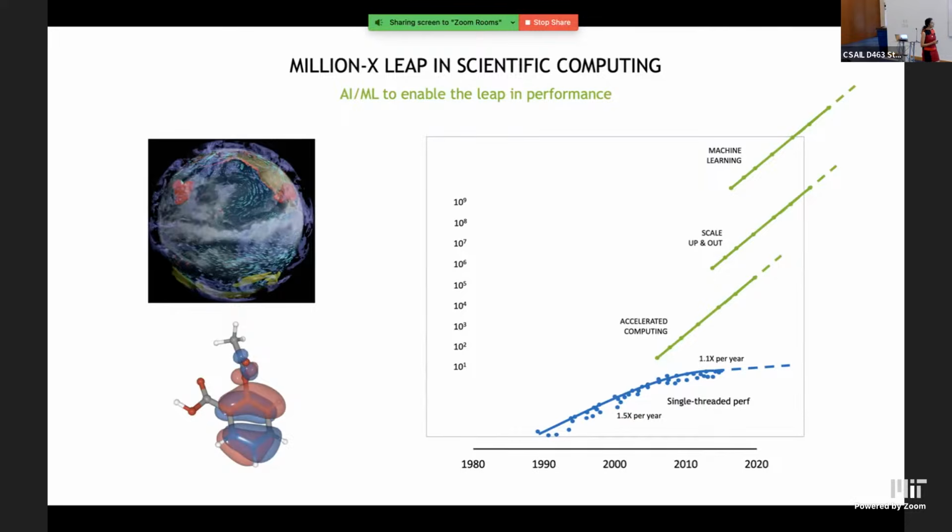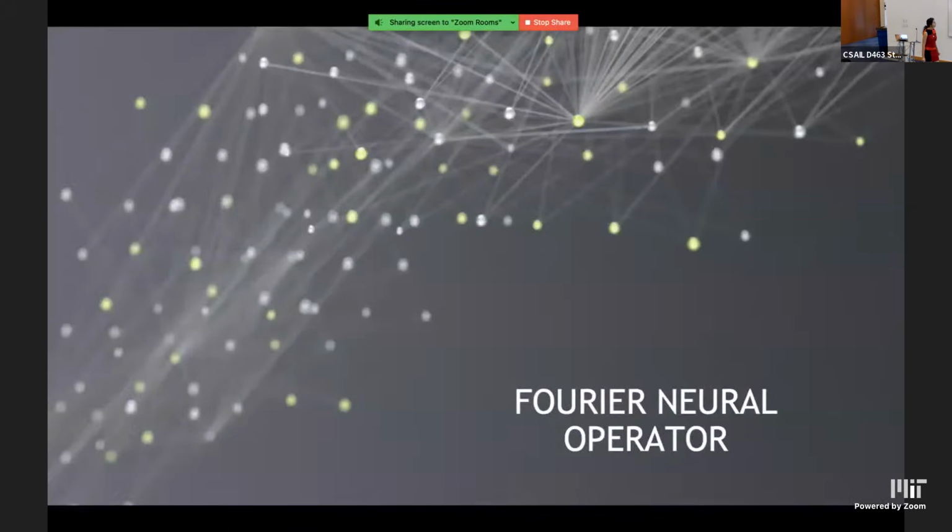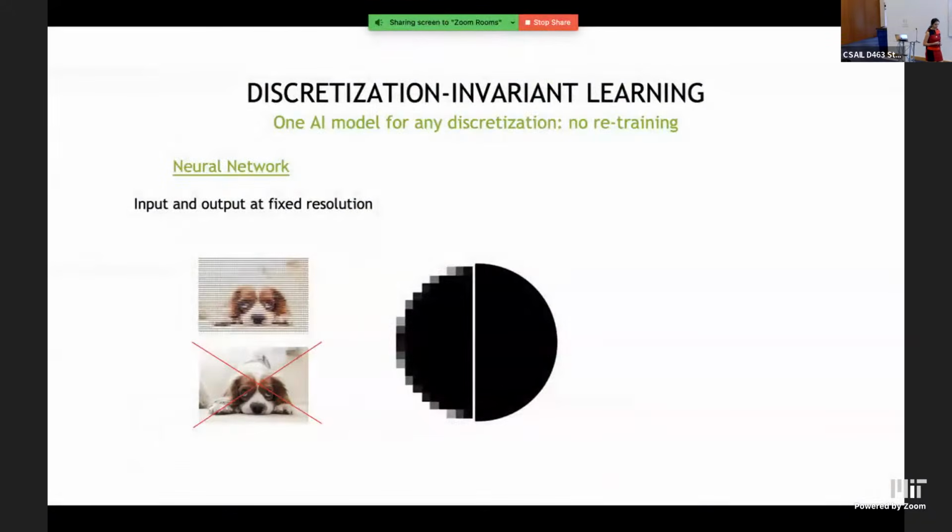So the question is, what can machine learning do for these really challenging problems? This is where we'll look at the framework of neural operators, and in particular, how Fourier neural operators are efficient instantiations of neural operators for solving many of these problems.